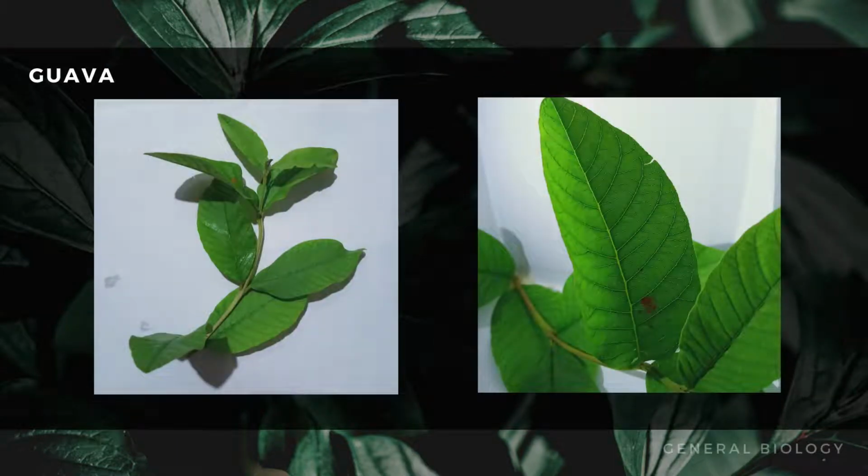The next one is the guava, or locally known as bayabas. It is scientifically known as Psidium guajava, belonging to the family of Myrtaceae. Widely cultivated in tropical and subtropical regions around the world, guava fruits can range in size from as small as an apricot to as large as a grapefruit.